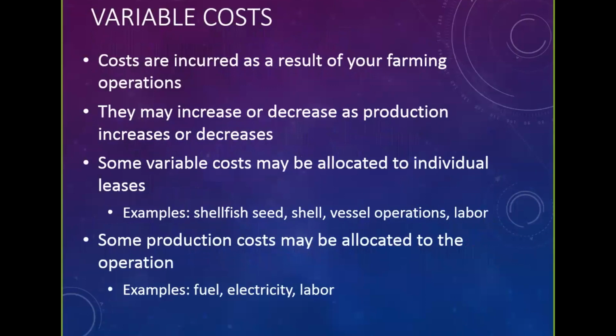So, variable costs. These are costs that are incurred as a direct result of your farming business. If you don't own an aquaculture farm, you're not buying catfish fingerlings or oyster seed, so that's a variable cost. They may increase or decrease as your production increases or decreases. So the more fish you stock, the higher the variable costs go.